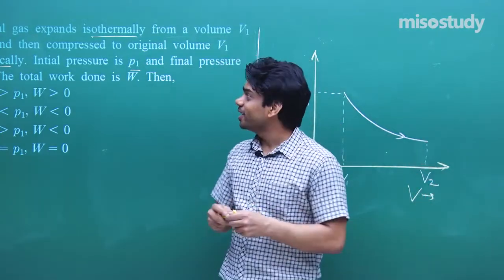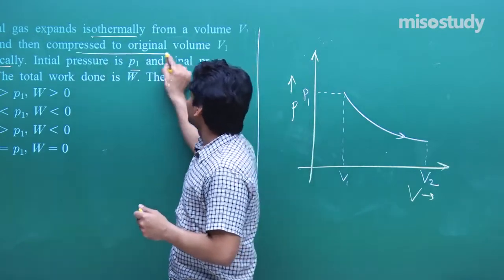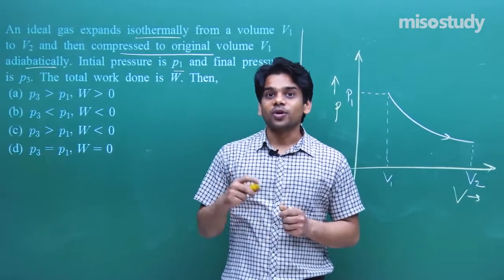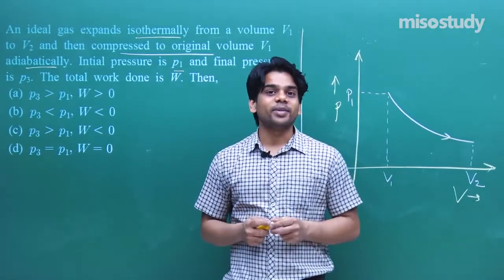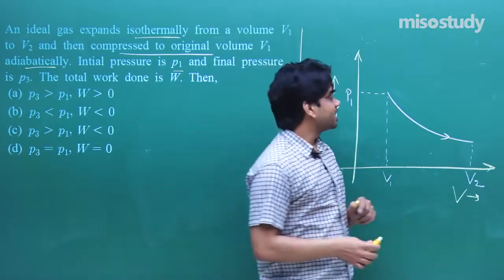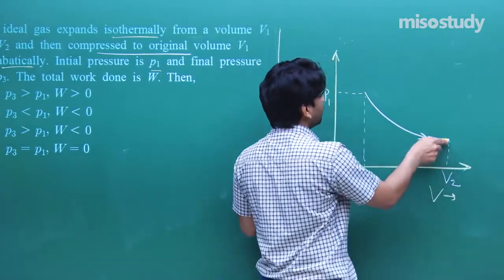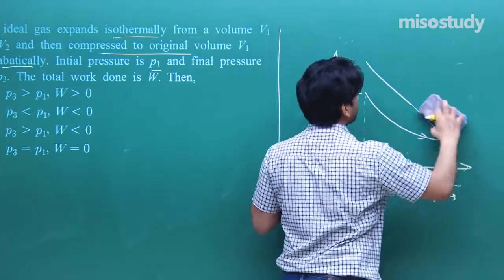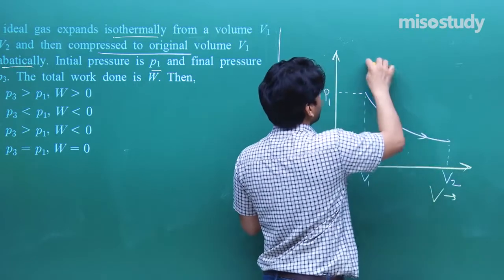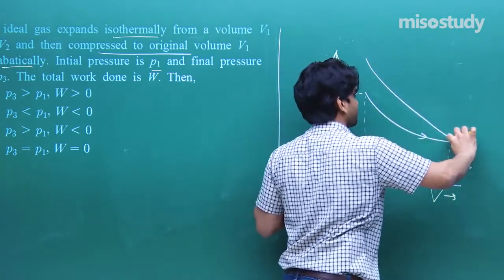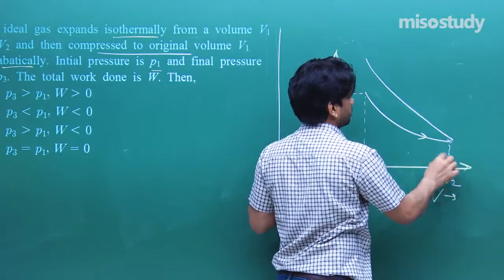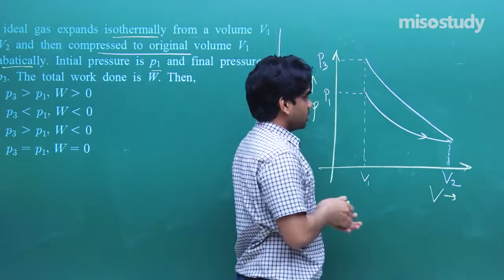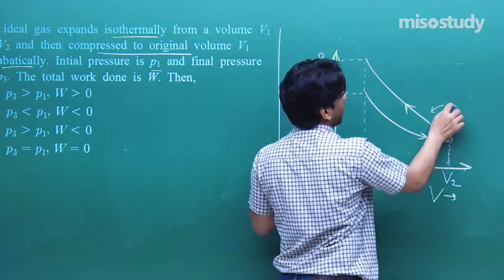Next you see what is happening: compressed to the original volume V1 adiabatically. The slope of the adiabatic curve is actually more, as I have told you in the case of the heat engine also. The process will be just reverse, and because the volume is the same, you have to take it to the same level. So this is the final pressure P3, the volume is the same. This process is adiabatic.